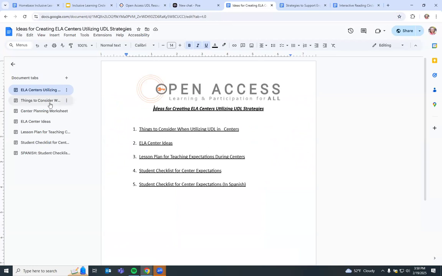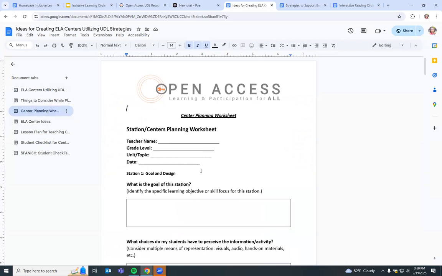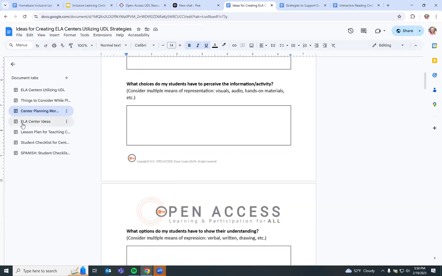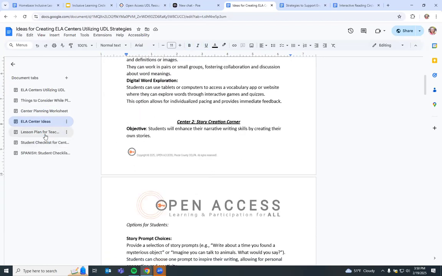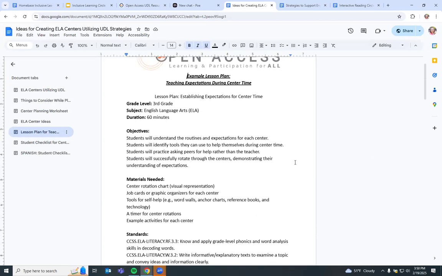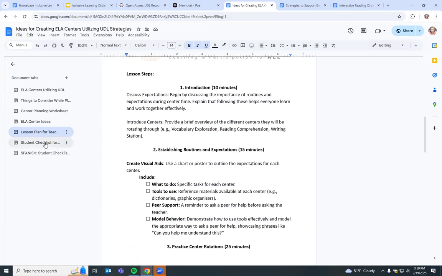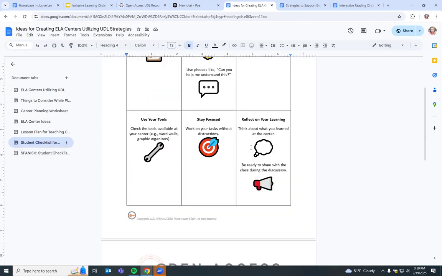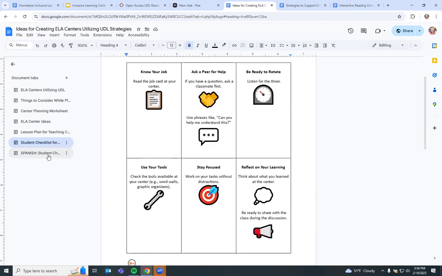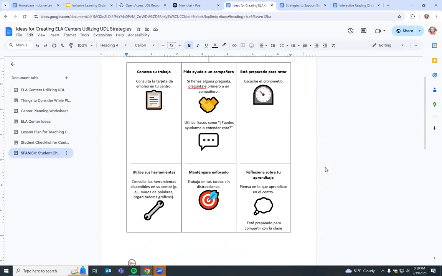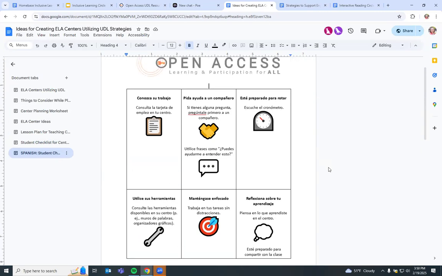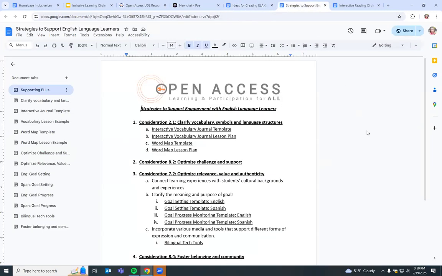So I created this little guide with things to consider when planning, a center planning worksheet, center ideas for students, a lesson plan for teachers to teach expectations for their students around what center time looks like, a student checklist for during centers, and then finally translated that into Spanish. So every single one of these things was created because I put a prompt in and asked Ludia for support. So when I say it can do a lot, it really, really can.